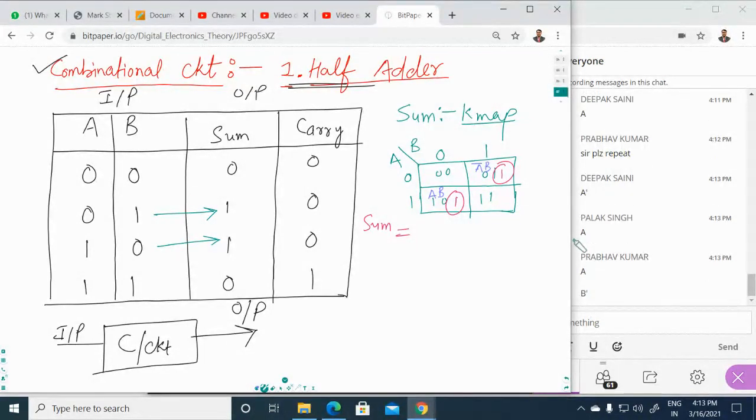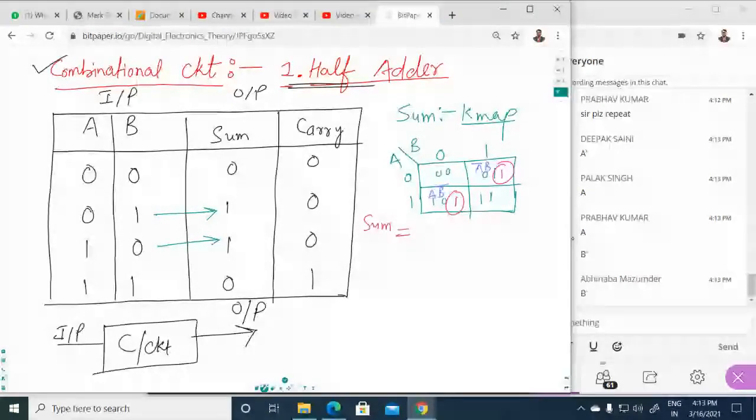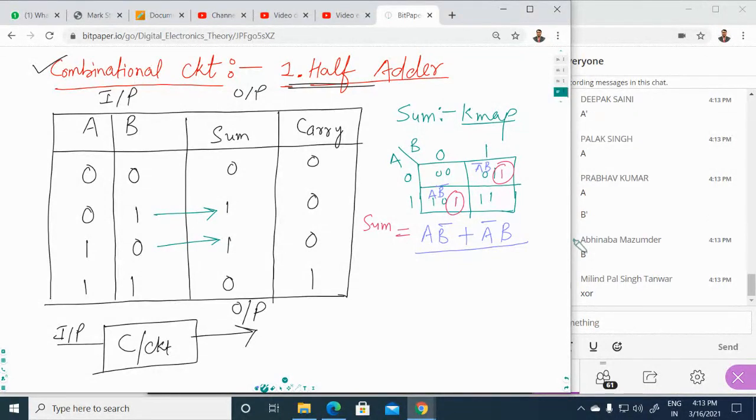Okay, so this is your expression. You can name this B bar. So A B bar plus A bar B. So quickly give your response. What is the formula for this? Is it XOR or not?